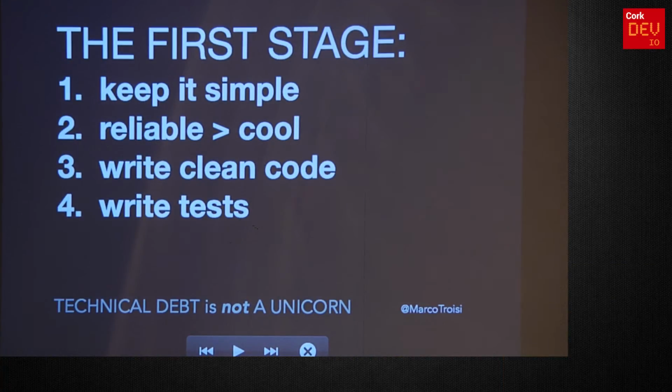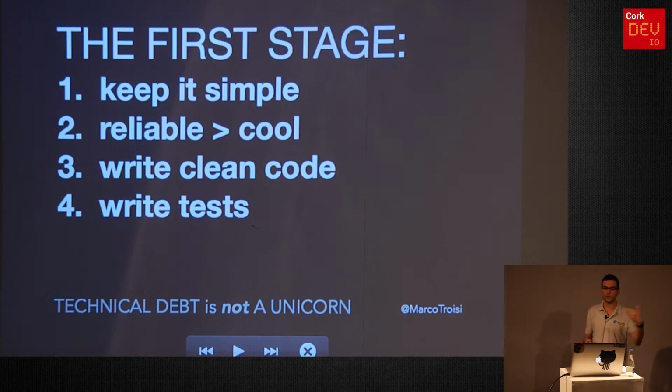So to quickly summarize the first stage: keep it simple. Choose reliable over cool. Choose tools that are reliable, that have been around for a while, rather than the next shiny, cool thing. Write clean code, in other words, loosely coupled, very easy to switch one component and change it with another, and write a lot of tests.